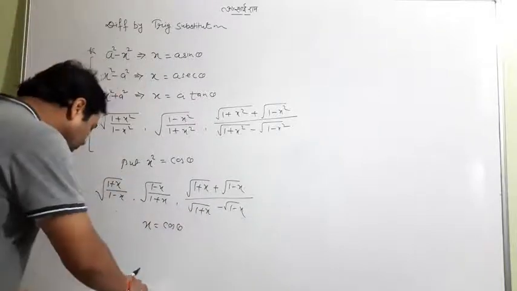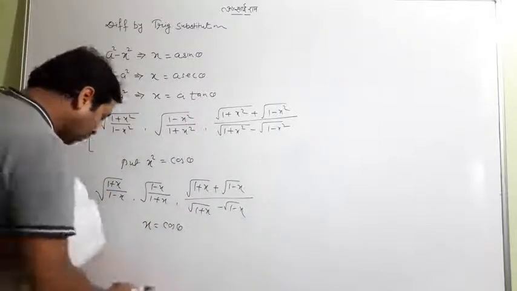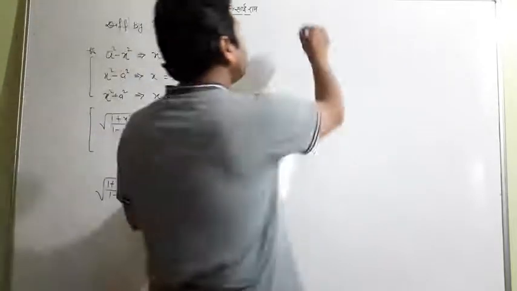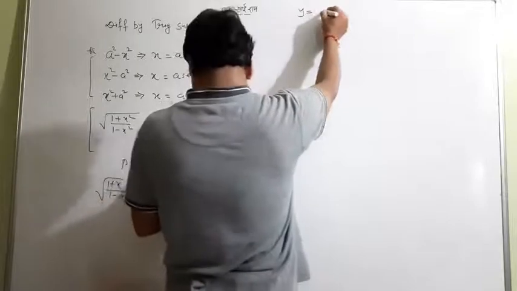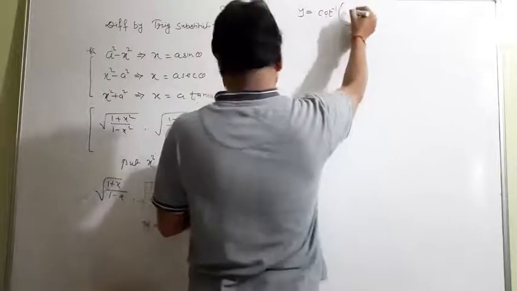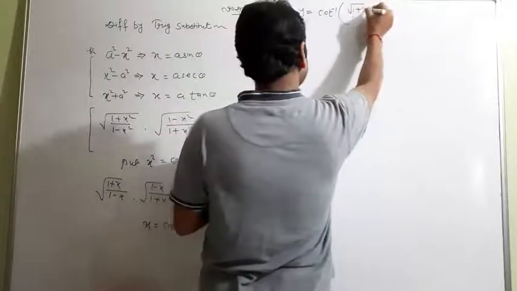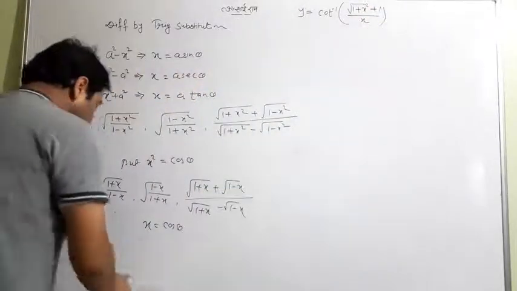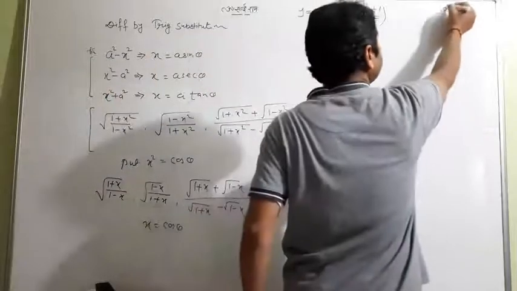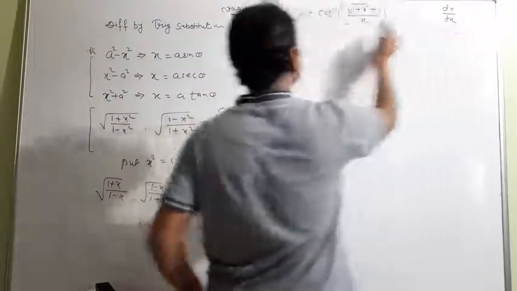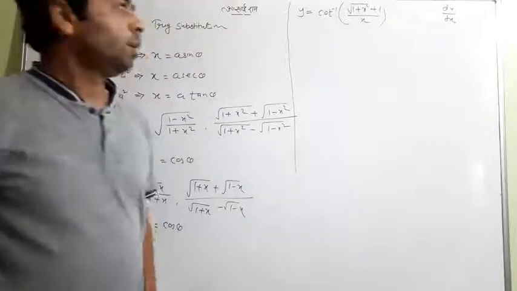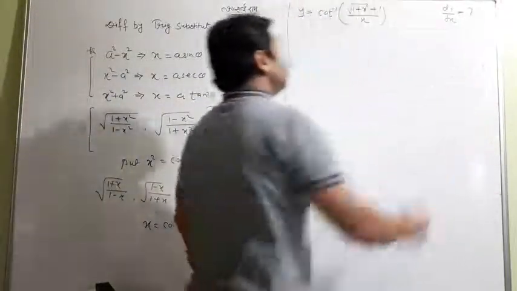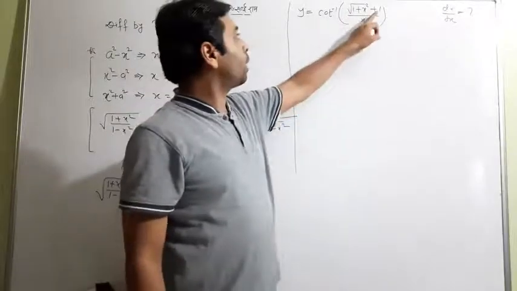So without rubbing this, I am telling you one question which will definitely help you to make such kind of a question. So let me write here the question. Suppose y equal to cot inverse of 1 plus x square plus 1 upon x. Very important question this is. And you are told here to find dy by dx. This is the question, dy by dx. Now, it is cot inverse of 1 plus x square plus 1 upon x.